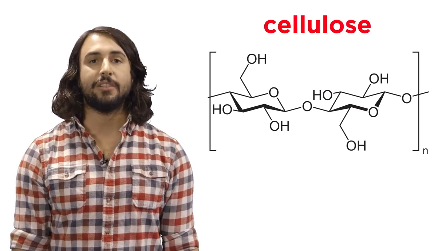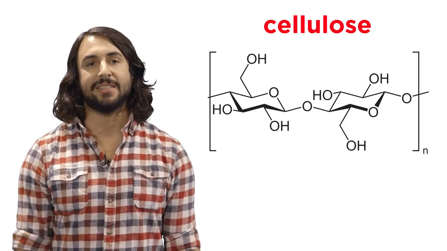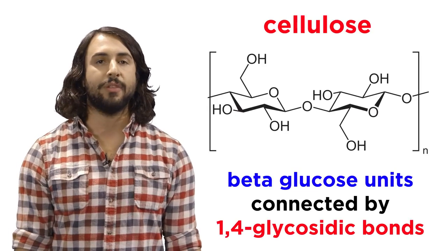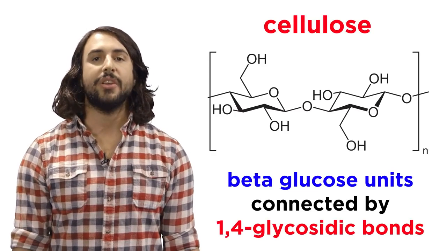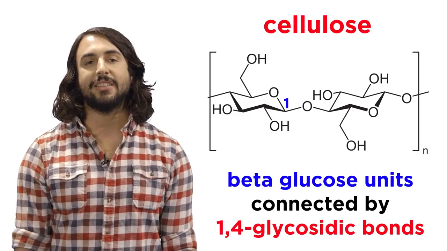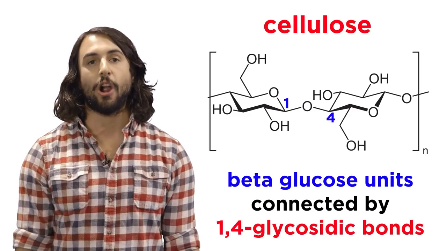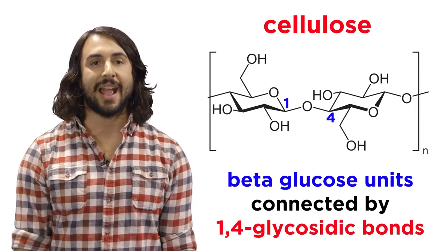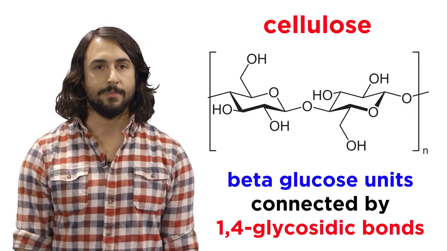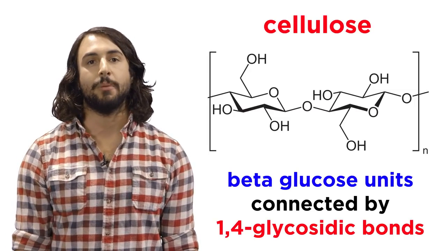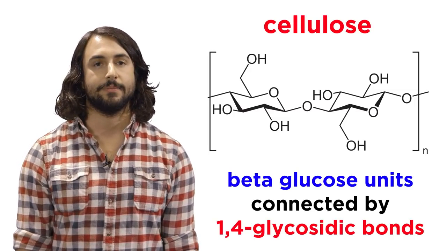For example, cellulose, which is abundant in plants, consists entirely of beta-glucose units connected via 1,4 glycosidic bonds. This means that carbon 1, the anomeric carbon of one sugar, is connected to the hydroxyl on carbon 4 of another sugar, and it will extend in beta fashion from the anomeric carbon. This pattern can extend indefinitely, with beta-glucose monomers connected in this way.